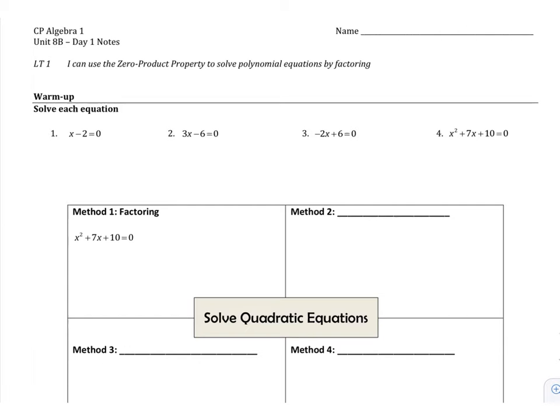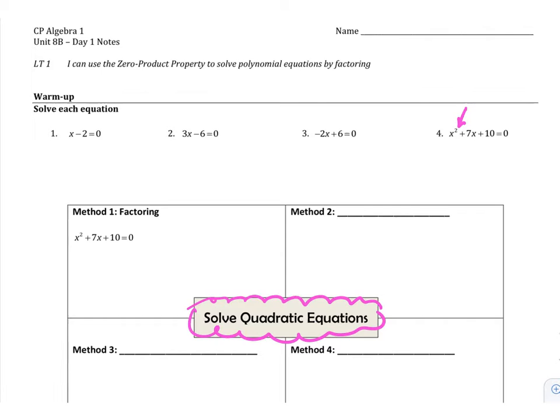So Unit 8B is a big unit. It's really important. And the big idea of Unit 8B is that we are going to learn how to solve quadratic equations. As a reminder, quadratic equations are equations that have the highest exponent of 2. And by the end of this unit, we're going to have 4 different methods that you can use, and then you'll be able to choose which method is most efficient.